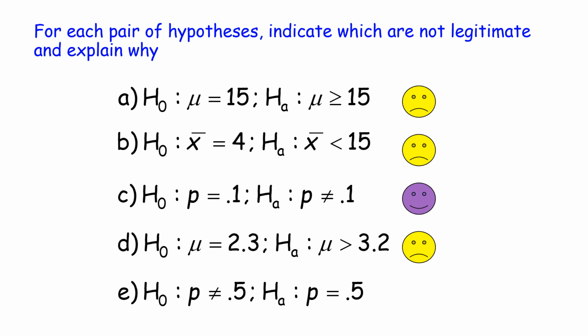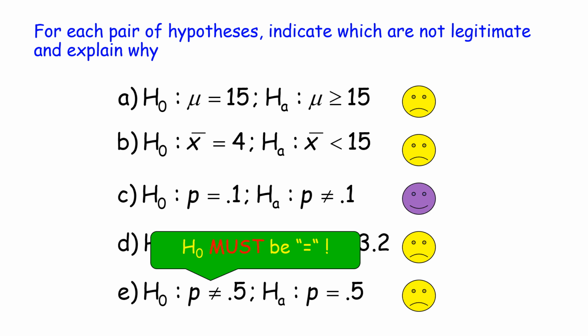In this example, our H naught is that p can't equal 0.5. And our H sub A is that p equals 0.5. So is this legitimate or not legitimate? It's not legitimate because your H naught must be equal. Every time, your null hypothesis will always have to be equal.